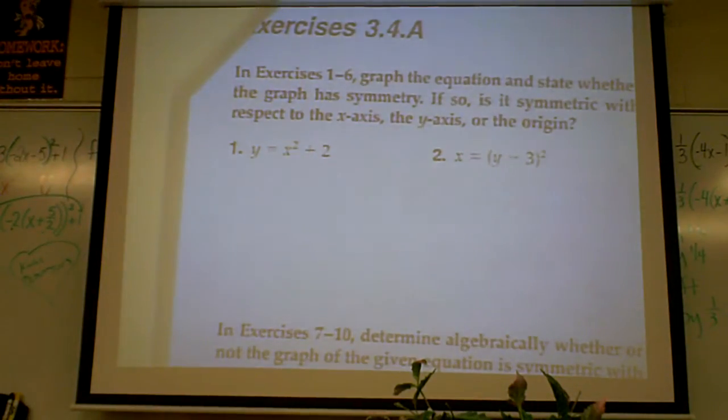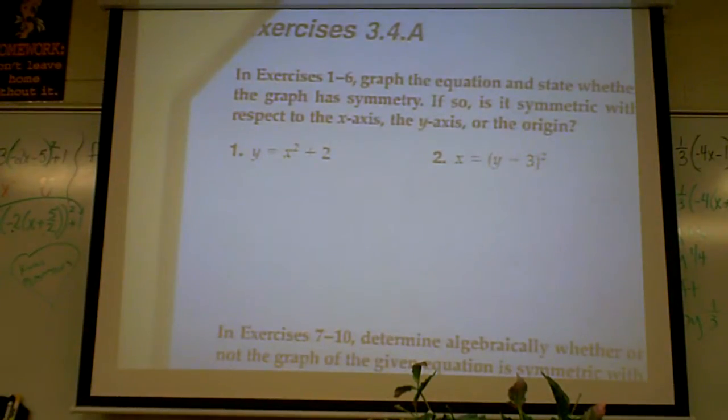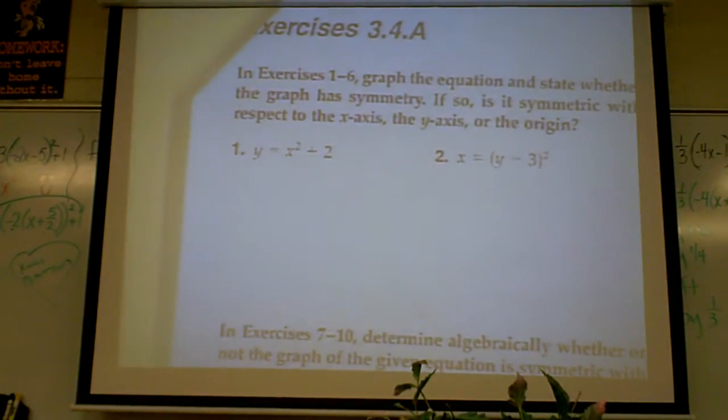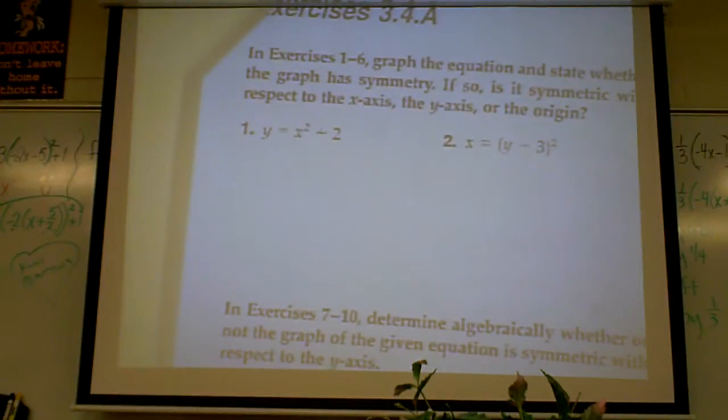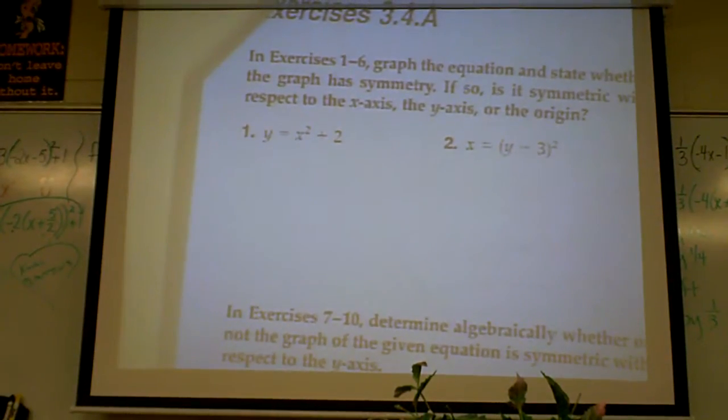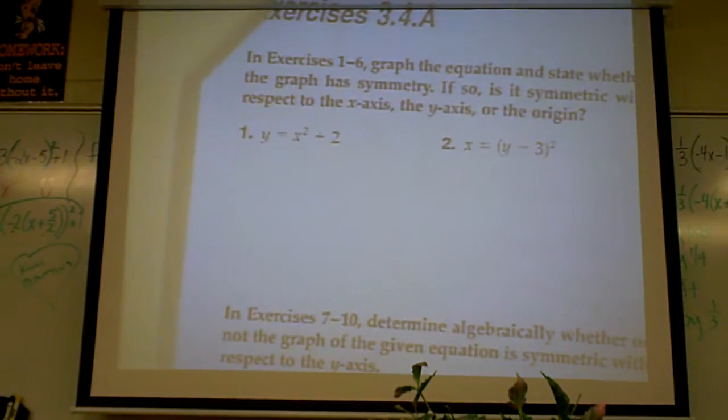So for this first one, what should you do? Put it in your calculator. And what do you get? Yes. Guess what? Read the question. I want you guys to read the question. What are they asking you for? The y-axis.